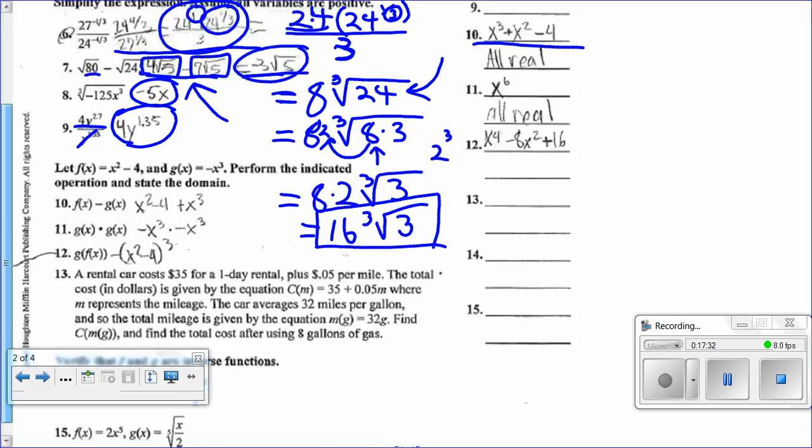Number 11, you have, okay, it's just g(x) times g(x). So a negative times a negative is a positive. When you're multiplying like bases, you just add the exponents. So that's exactly what you did. A negative times a negative is a positive, x to the 6. Looks like all real numbers will work for that.